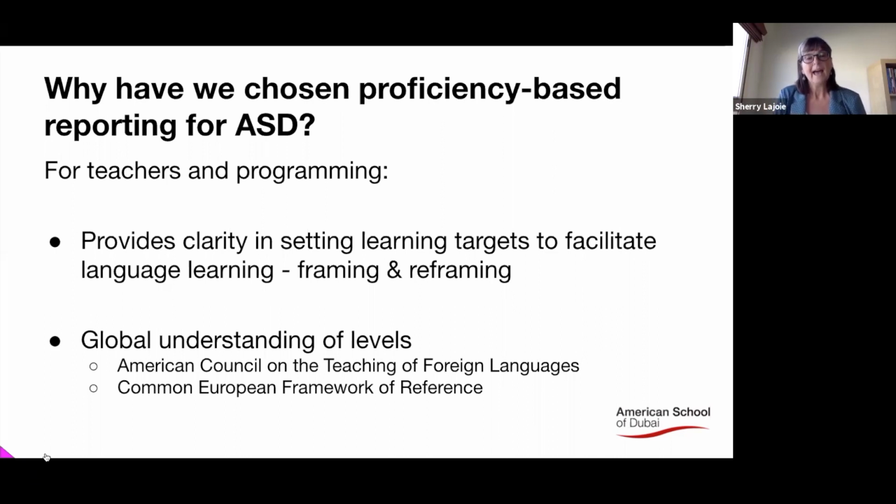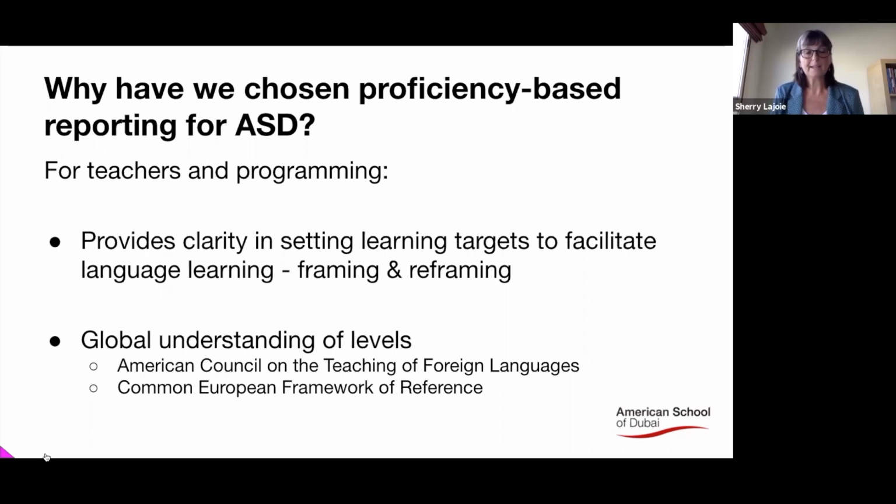And in terms of a global context, there's an increased acknowledgement globally of the understanding of levels of language learning. So while we use the American Council on the Teaching of Foreign Languages, ACTFL, proficiency standards, there are other standards out there, a Common European Framework of Reference, for example. And more and more colleges and universities and workplaces understand when a student says that they're an advanced low in French, it provides a clear indication of what that person can do in that language. So there's a much more global recognition of language learning and understanding of the levels.